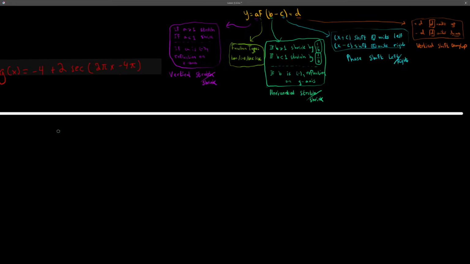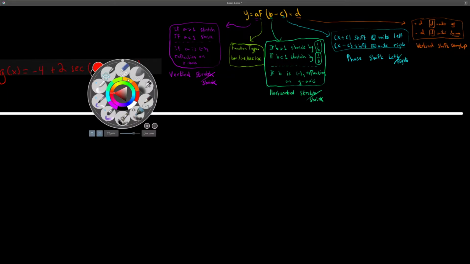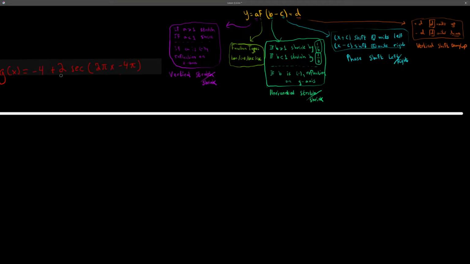Now, for this next question, we're going to do the transformations of this function. Now, this function is -4 plus 2 secant 2 pi x minus 4 pi. Now, the first thing you should know is that this right here cannot be used. We need to rewrite this equation. So we're going to rewrite it again as -4 plus 2 secant. And for this right here, we want to isolate b. We want b to be alone.